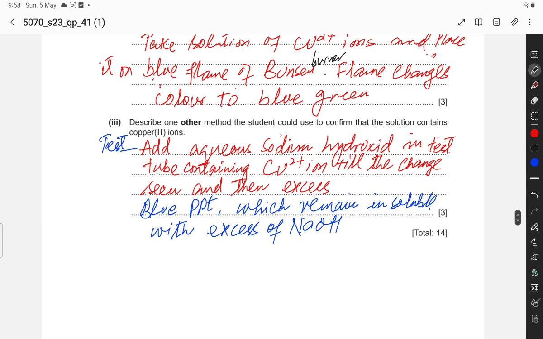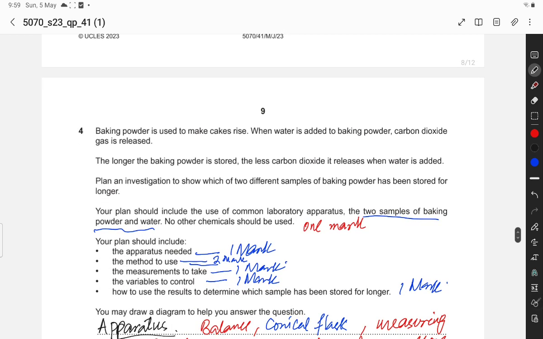Describe one other method a student could use to confirm that the solution contains copper 2 ions. You can use ammonia solution or sodium hydroxide. So the test is: add sodium hydroxide to a test tube containing copper 2 ions till the change is seen, and then in excess. A blue precipitate is formed which remains insoluble with excess sodium hydroxide. This test confirms that the solution contains copper 2 ions.